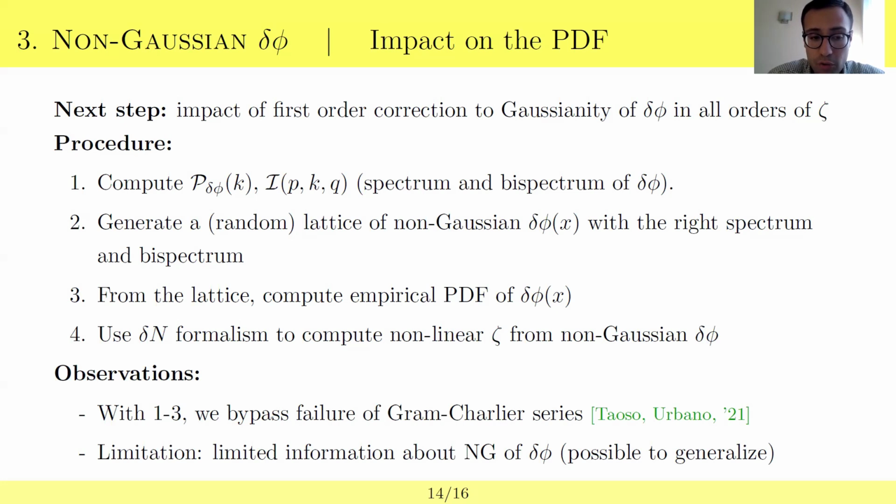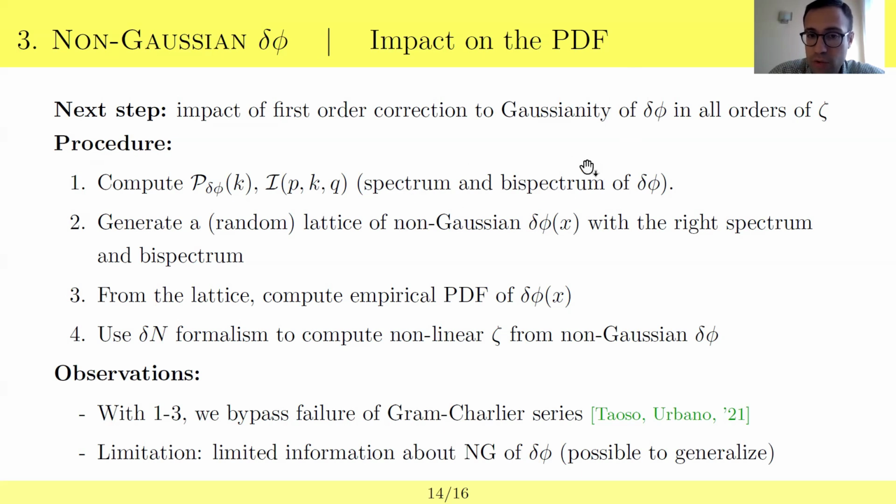Reconstructing a PDF from cumulants is a complicated issue. There are techniques like the Gram-Charlier series, but this suffers from convergence issues. So here we tried a different approach. What we did is compute the spectrum and the bispectrum of delta phi using the Inning formalism. We could compute more cumulants, but we stopped at the level of the bispectrum for simplicity. And then we generate numerically a random lattice in position space of inflaton perturbations with the right spectrum and bispectrum as computed using the Inning formalism, right?